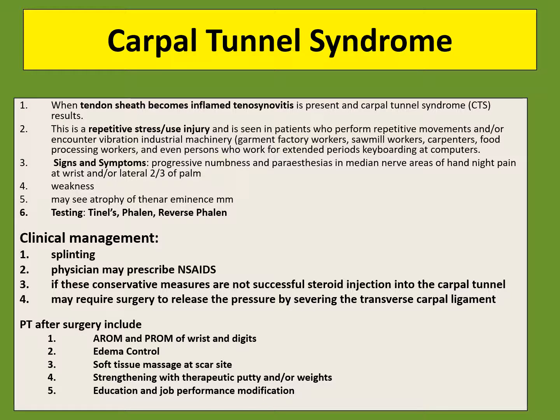Carpal tunnel syndrome occurs when the tendon sheath of the flexor tendons becomes inflamed, which is what we call tenosynovitis. As it becomes inflamed, there can be some edema or swelling in the area, and it is a very restricted space, so the patient can develop numbness and paresthesias, or numbness and tingling in that median nerve area.